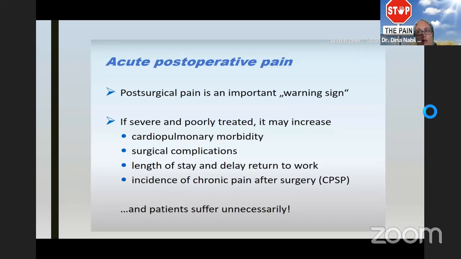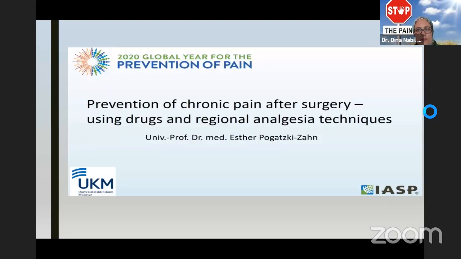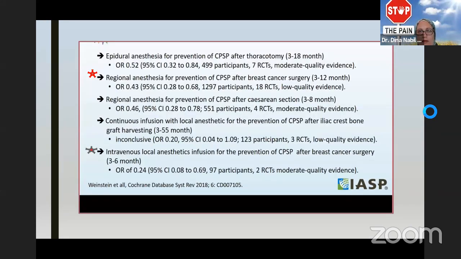Post-surgical pain syndrome is a warning sign. Not all patients require the same doses of drugs or the same analgesics. We have some patients always seeking opioids or analgesics. They should be treated in a different way, and this is their right to be treated. Regarding prevention of chronic pain after surgery using drugs and regional analgesic techniques, as we know, in the world there is opiophobia, and all measures should be taken to reduce the consumption of opioids. A Korean database study recommends regional anesthesia for chronic post-surgical pain syndrome, and the use of intravenous local anesthetic infusion for prevention of post-surgical pain syndrome is highly recommended.